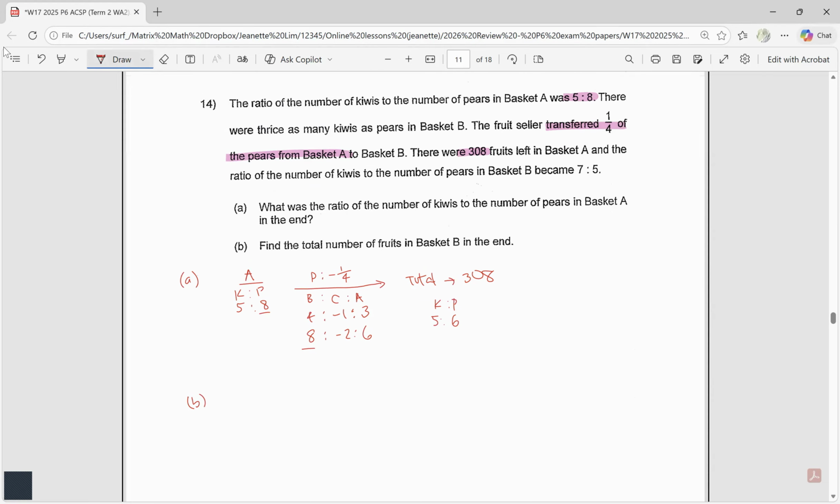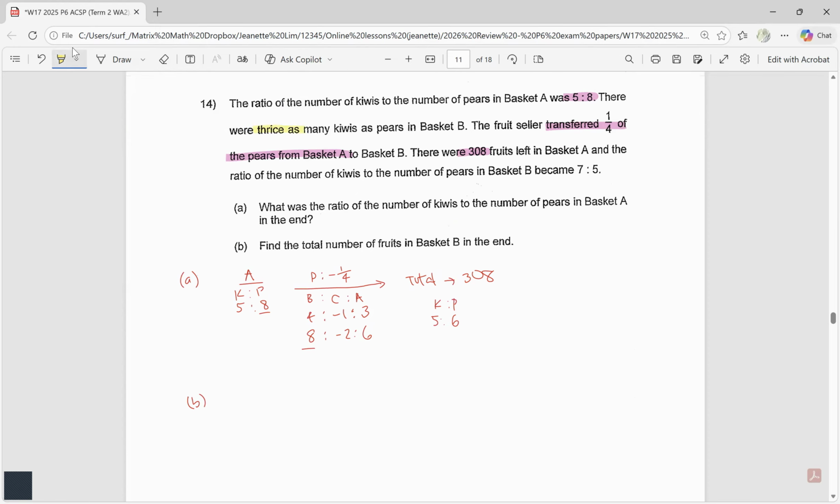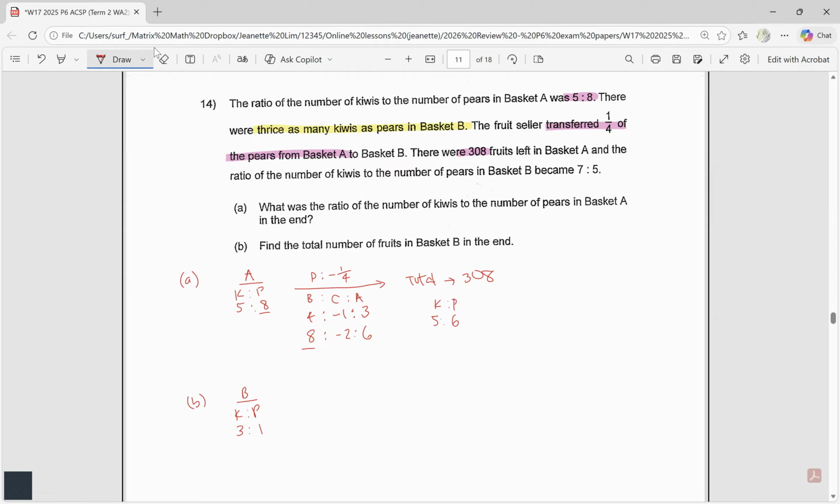B, the ratio at first said thrice as many kiwis as pears. So in box B, kiwis to pears, thrice as many, so 3 to 1. Then there is a transfer, right? Oh, sorry, not kiwis, but pears.